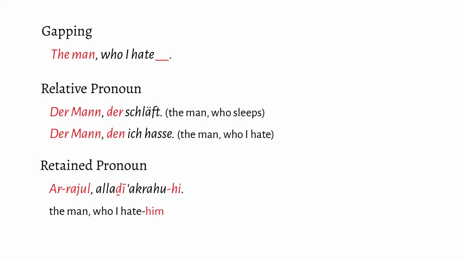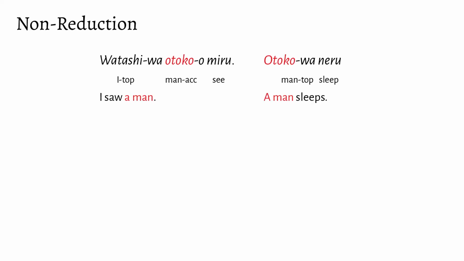Through English, German, French, and Arabic, we have seen three ways of showing the role of the antecedent/head noun within the relative clause: the gapping method, the relative pronoun method, and the retained pronoun method. There is, however, a fourth type, the non-reduction type, where the head noun in the relative clause isn't reduced to a gap or pro form. This type uses a rather interesting strategy to mark the role of the antecedent in the relative sentence.